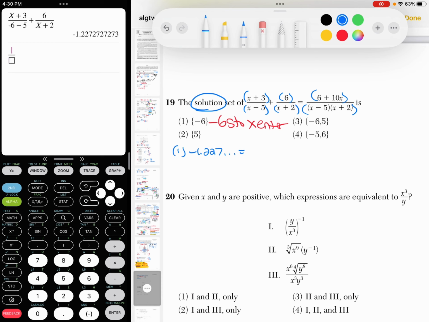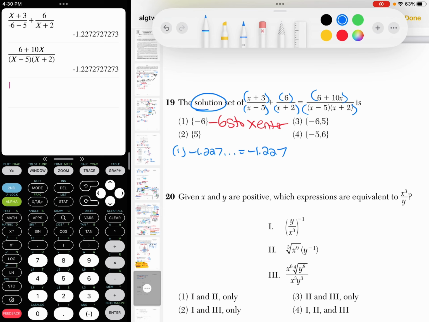Okay, I want to see if that's equal to the right side. So I'm going to type in the right side of my equation. It's 6 plus 10x over x minus 5, x plus 2. Oops. Look at that. I got the exact same thing. That's great news. This keeps happening with this choice 1. I'm actually quite impressed. So because they're equal to each other, that does mean that -6 is an answer.